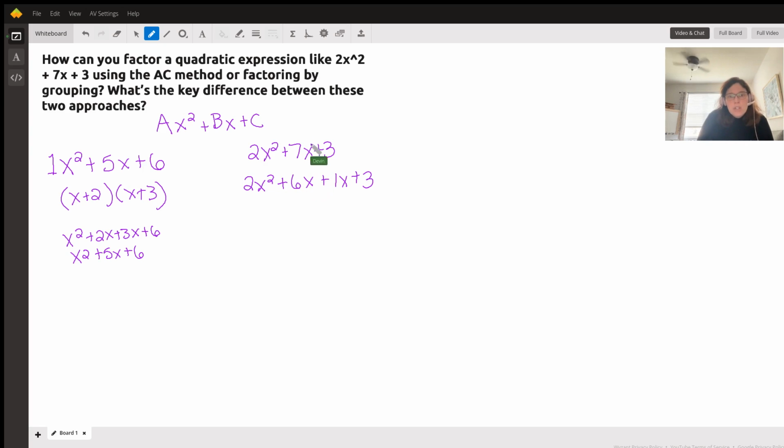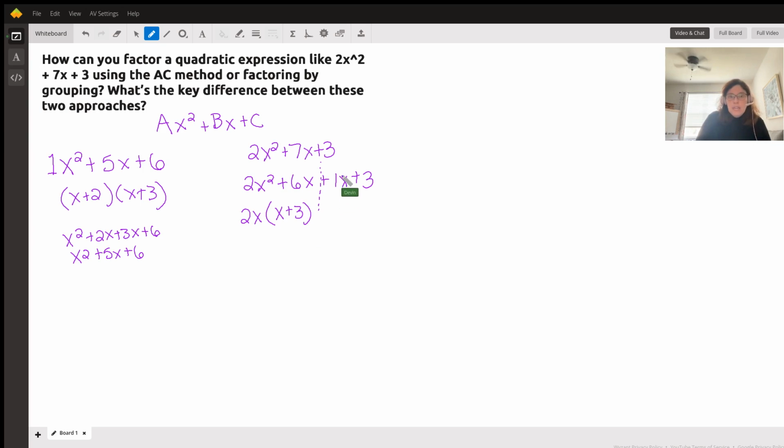So we're going to just make an imaginary line right here. First, we're going to group this section, 2x squared plus 6x. Now let's factor out. What is the greatest common factor? So we know that each of them has at least one x, and each of them we can take a 2 out. So for this, we could take 2x, and what are we left with? We're left with x plus 3.